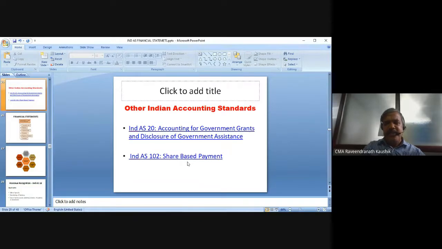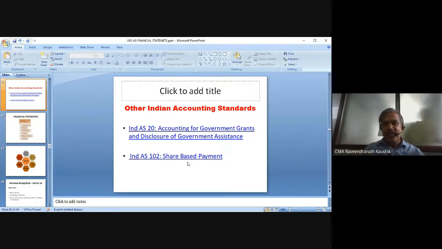Then there are other Indian accounting standards. One is Ind AS 20, which talks about accounting for government grants and disclosure of government assistance, and Ind AS 102, share-based payment. So these are the different types of Ind AS, and under what head which Ind AS needs to be studied.